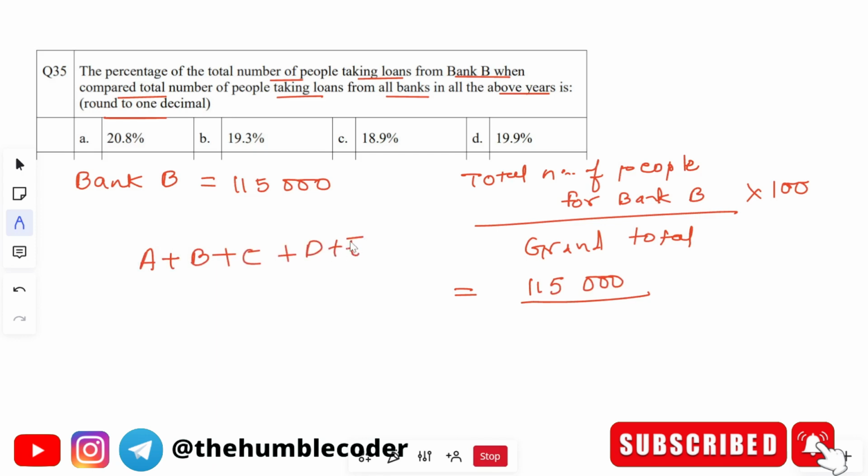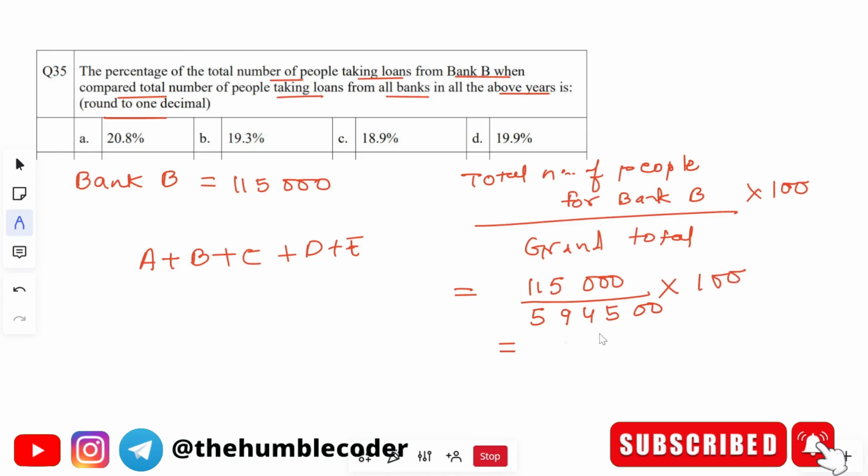I think it was still E. Whatever the values that we have found on the top, you have to sum all those values. So when you sum all those values, what is the thing that you are going to get? 594500 multiplied with 100. This is going to give us the percentage.